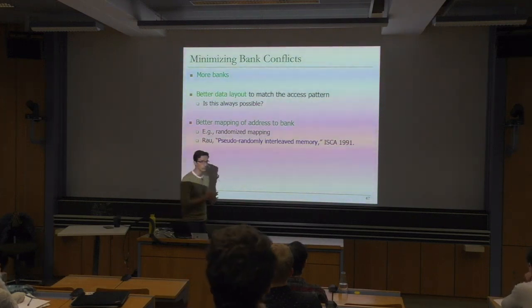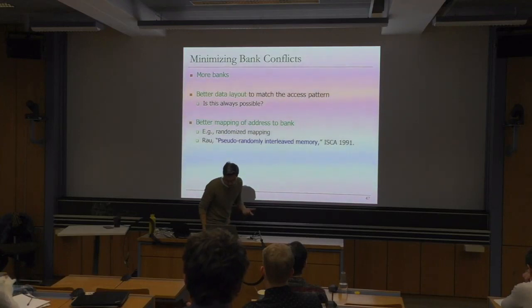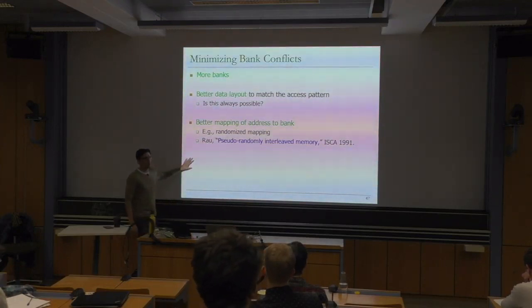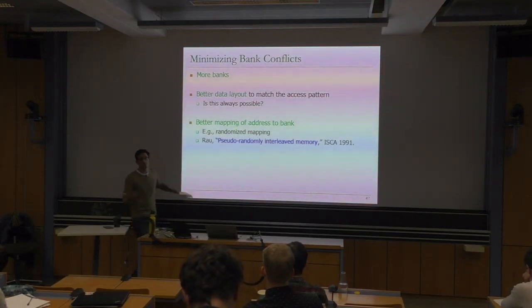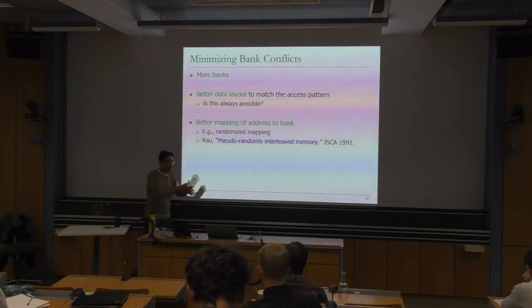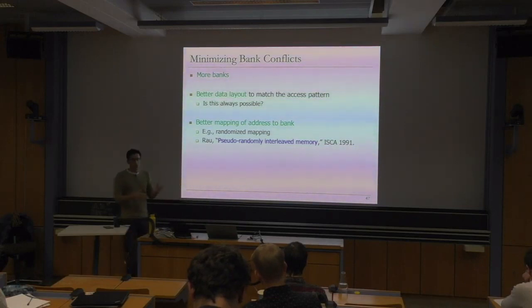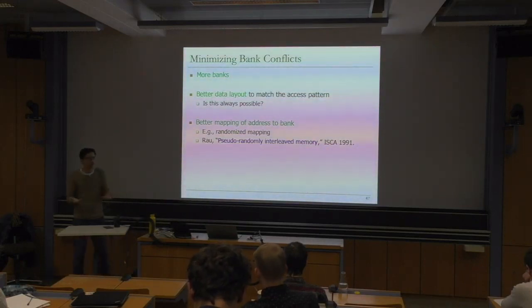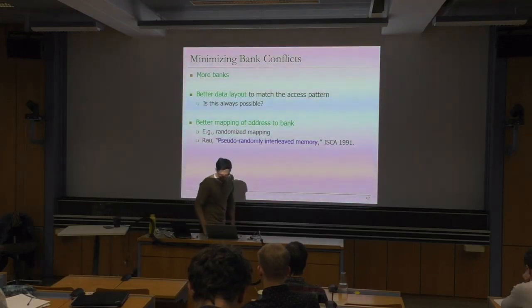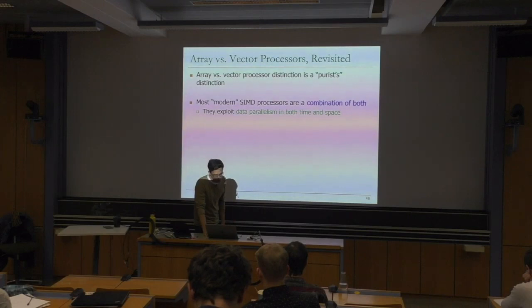Pseudo-randomly interleaved memory. It might be good, but it also has its own drawbacks, right? From the programmer's perspective, if you know how the data is mapped into the different banks, you can reason about that. But if you don't know what the hardware is actually doing, then it's much more difficult. If there is a hash function in between and you don't know exactly where a particular address that you're working with is mapped, then it might be more difficult for a programmer to reason about all of this.